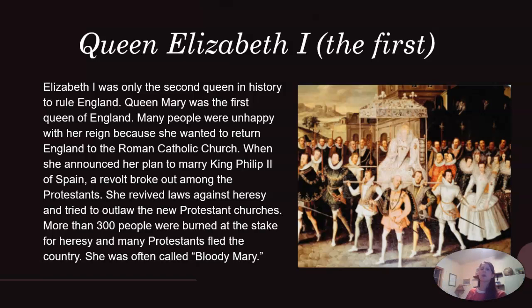Elizabeth I was only the second queen in history to rule England. Queen Mary was the first queen of England. Many people were unhappy with her reign because she wanted to return England to the Roman Catholic Church. When she announced her plan to marry King Philip II of Spain, a revolt broke out amongst the Protestants. She revived laws against heresy and tried to outlaw the new Protestant churches. More than 300 people were burned at the stake for heresy, and many Protestants fled the country. She was often called Bloody Mary.